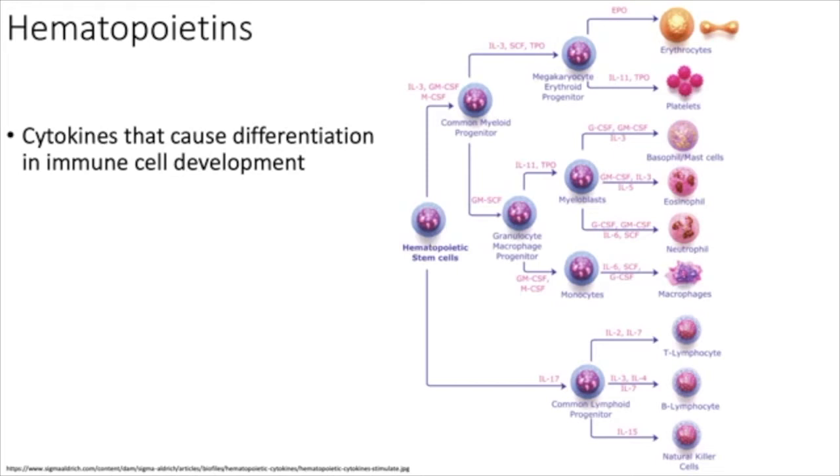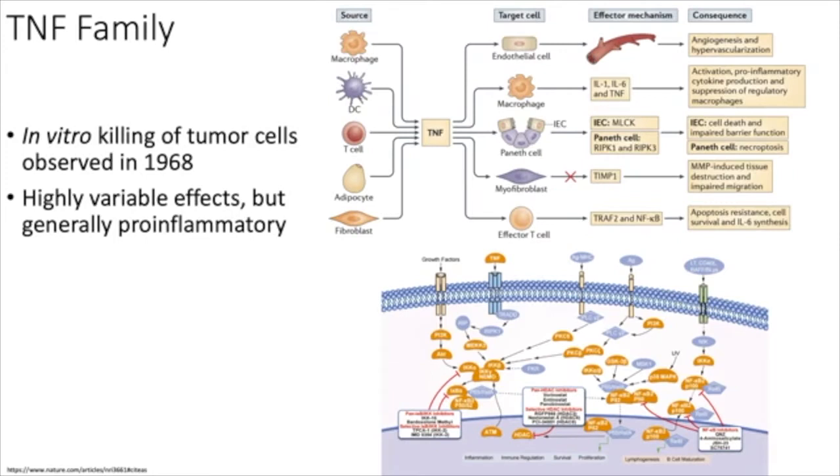So the next family I want to talk about are the tumor necrosis factor family. So in the late 60s, we took tumor necrosis factor and we put it on some cancer cell lines and they killed them. So they called it, oh my gosh, tumor, cancer, necrosis, death, factor. It's something that's killing these cells. And they're generally pro-inflammatory cytokines.